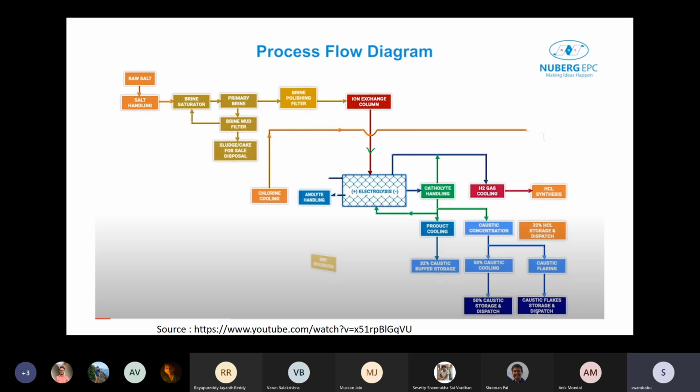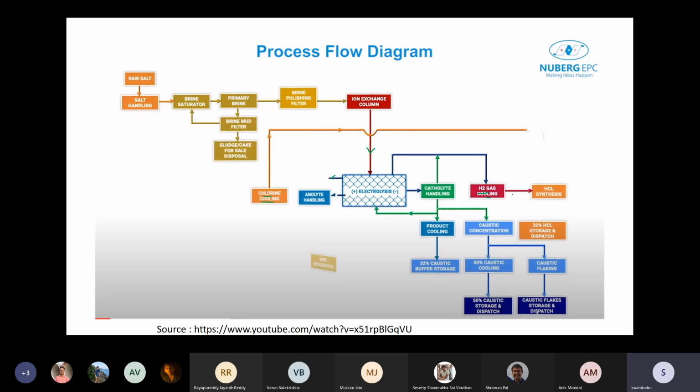After the electrolysis process, as I explained before, you will get chlorine gas. The chlorine gas comes from here, and it will be in hot condition because we are heating it with the external power supply. So it goes to the chlorine cooling, and the chlorine gas is cooled before it's sent out. Then we have the catholyte handling, where you get the hydrogen gas. That hydrogen gas also will be hot, and it goes to the cooling.